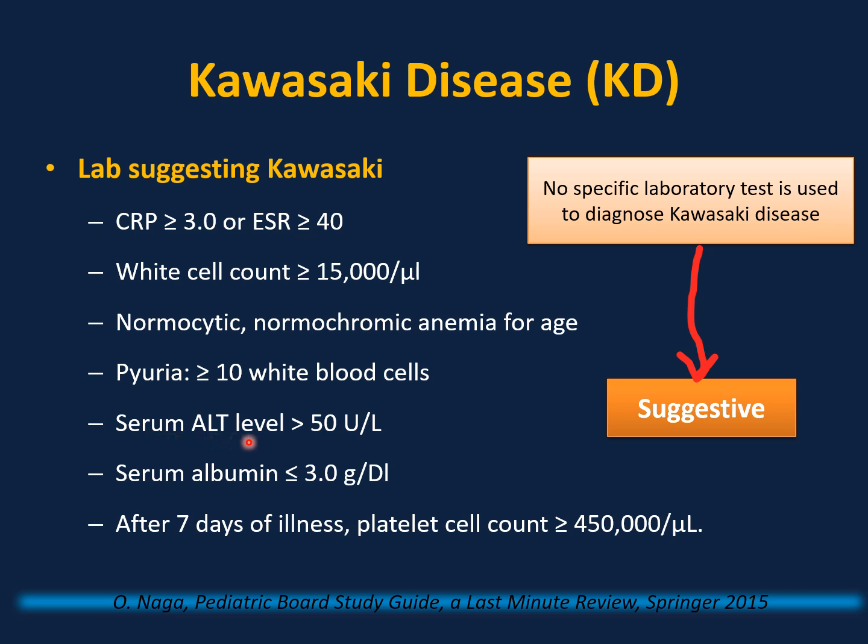Serum ALT is elevated more than 50. Low serum albumin less than or equal to 3. On the second week of illness, platelet count will be elevated. The average is 700,000. Sometimes it goes up to 1 or 2 million.